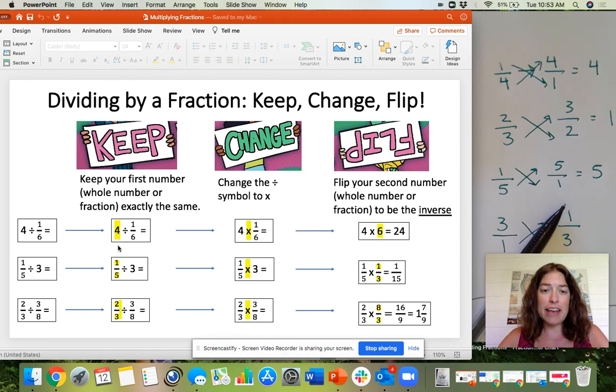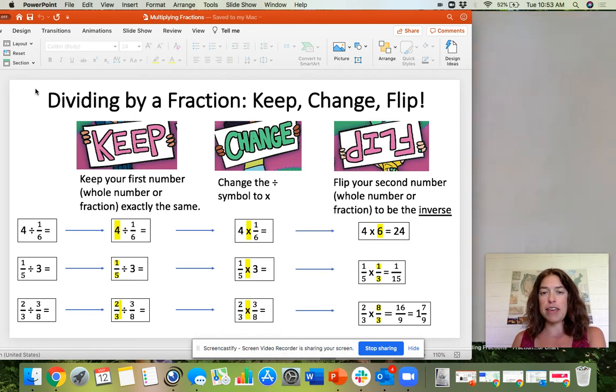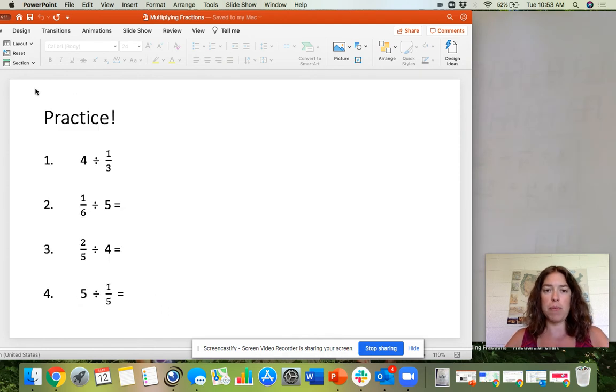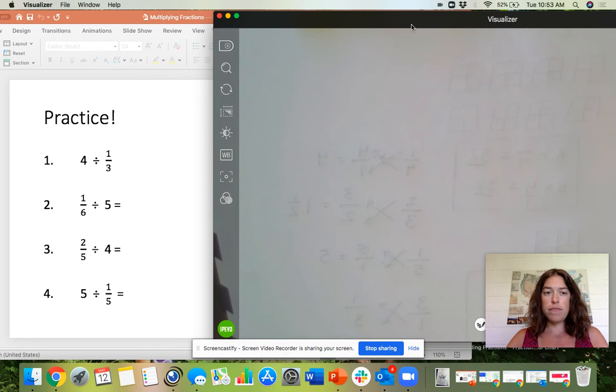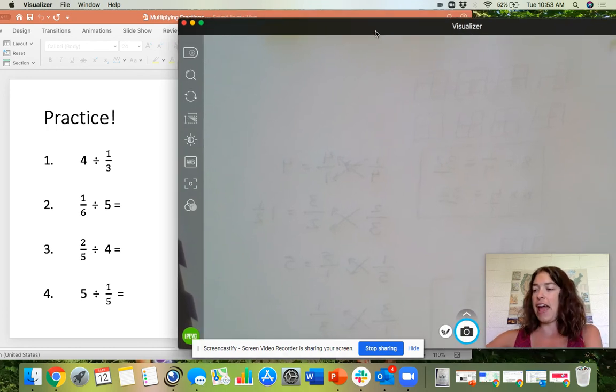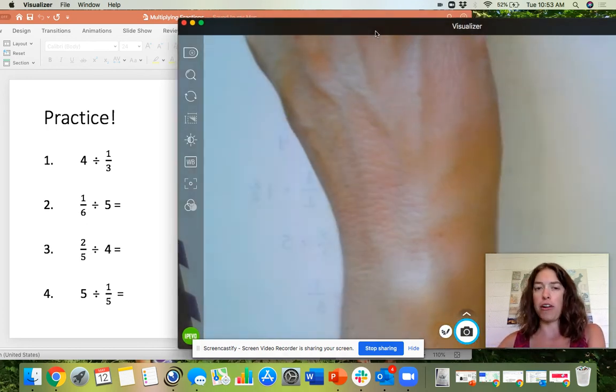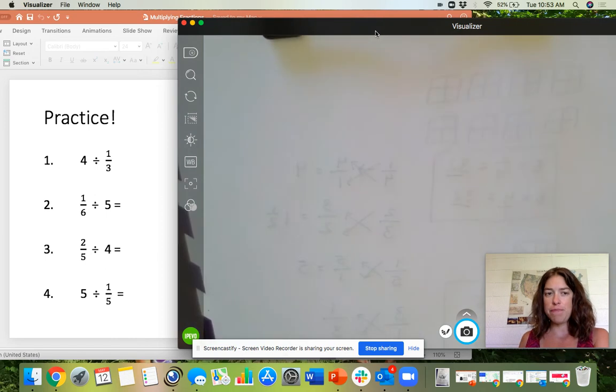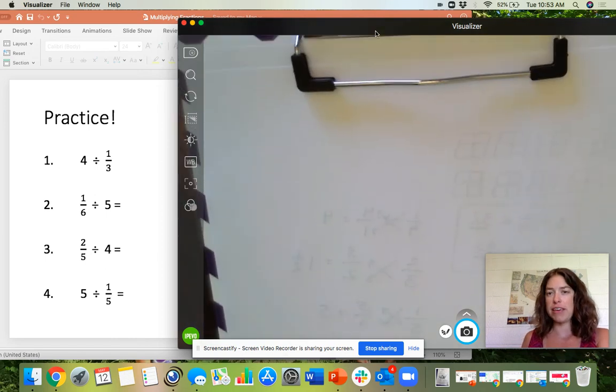This will be an anchor chart located in your Google Classroom, so use it. But if you get stuck, draw a model. This is just another way of doing it. Some of us were already starting to see this pattern in this idea of keep, change, flip. All right, so let's put it into practice. You have your scrap paper out and ready to go. If you are stuck on any of these, go back and draw a model. But let's challenge ourselves to see if we can do it using our keep, change, flip.